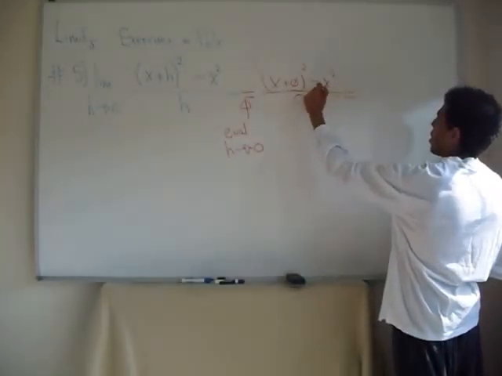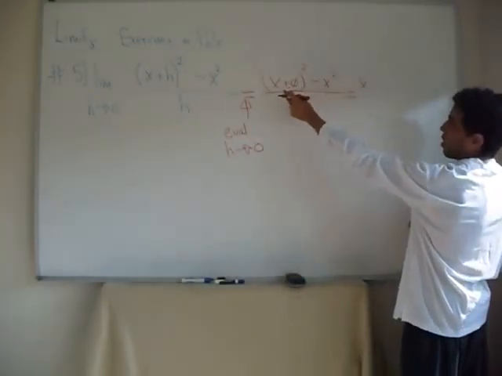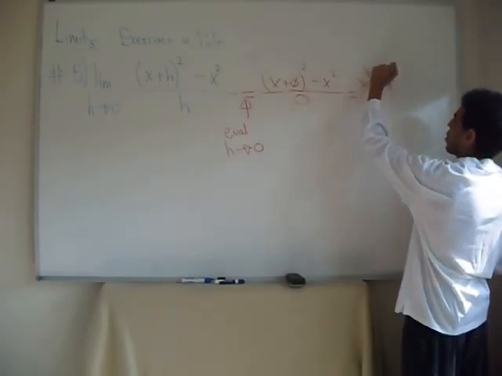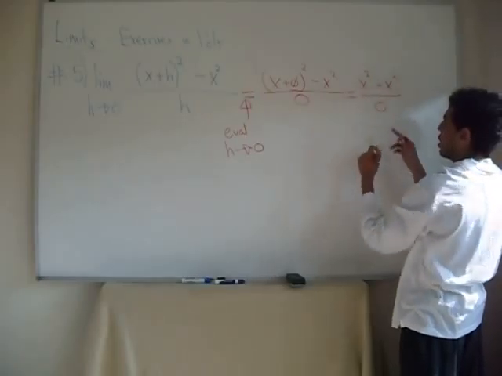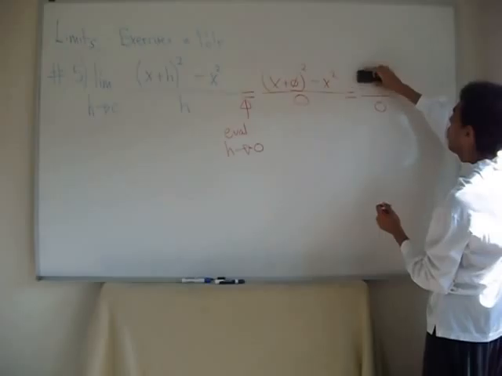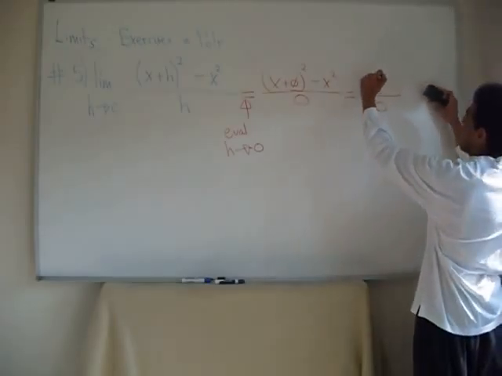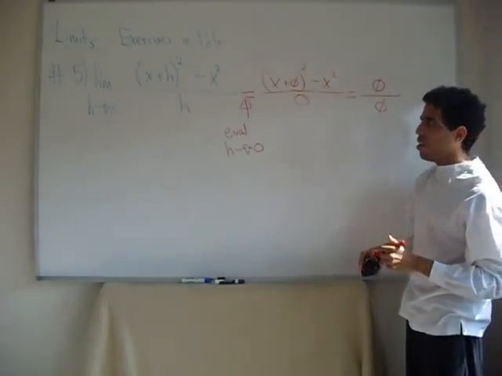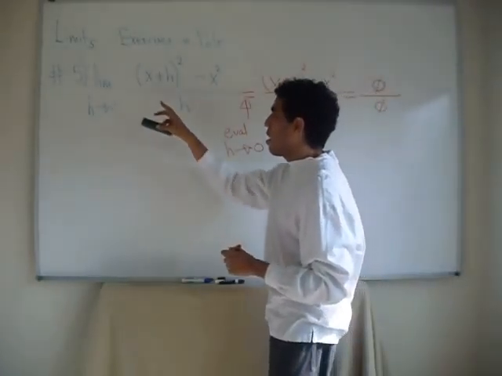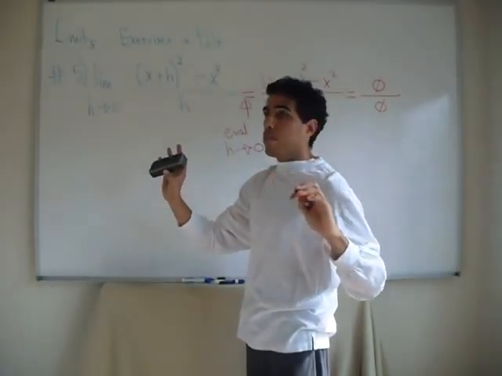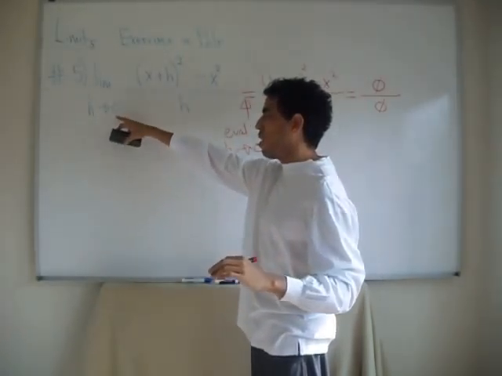So x squared, because x plus 0 is x, minus x squared over 0. And x squared minus x squared is 0. So I have a 0 over 0 indetermination, okay? So again, in this case, the variable is h, okay? X is just whatever. Think about something else. The variable here is h.